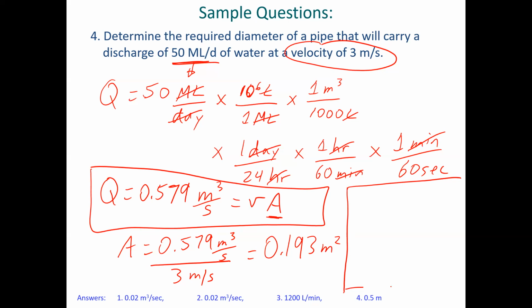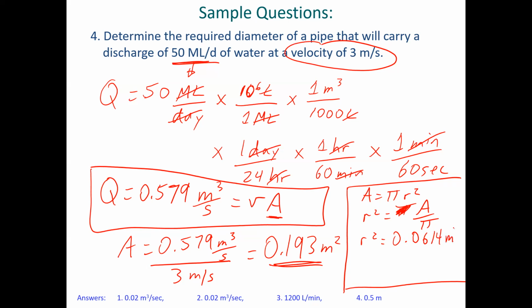I'm going to make a box for us. Remember that area is pi r squared. So that means r squared equals, sorry, area divided by pi. I'm going to take my area, and I'm not going to punch in the numbers because I have it right here. I'm just going to divide that directly by pi in my calculator. So my r squared is 0.0614, and that's going to be meters squared.